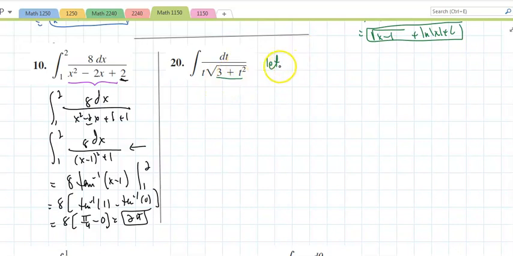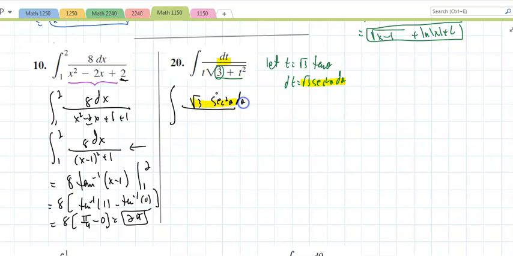So to get rid of a radical, I'm going to let t equal, what do you square to get 3? Radical 3 tan of theta, if you remember, from section 8.4. And dt is radical 3 secant squared of theta d theta. This is going to become the integral of, and let's see, dt is right there, radical 3 secant squared of theta d theta. The denominator, t, is right there, that's radical 3 tan of theta.